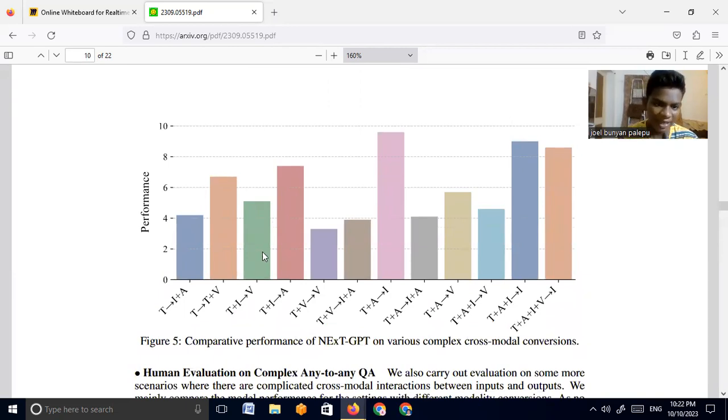When the model is given text and made to predict the output as image and audio, the performance is not that high. And when the model is given more inputs, the performance is getting higher. You can look at it, right? A here means audio, V here means video, and here the highest performance goes to text and audio producing that image. Quite good.